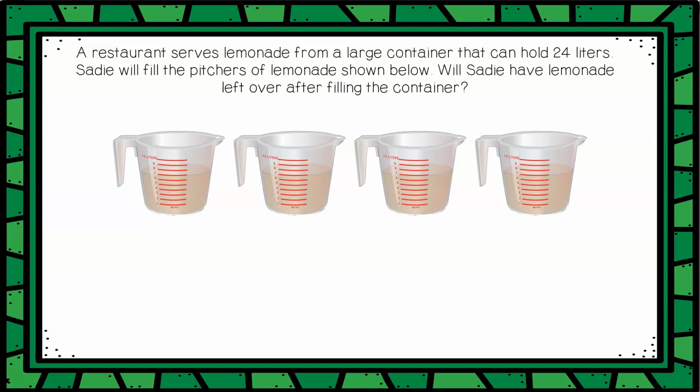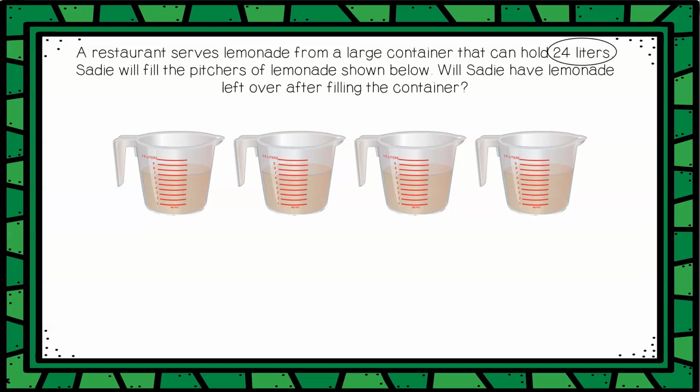Now that we have read the word problem, we know that we need to find the important numbers. In this example, we find the important numbers by looking at the picture. Let's figure out how many liters of lemonade are in each pitcher. We can see that the first one has 7 liters because the lemonade ends at the 7-liter line. The same is true for the rest of the other 3 containers.